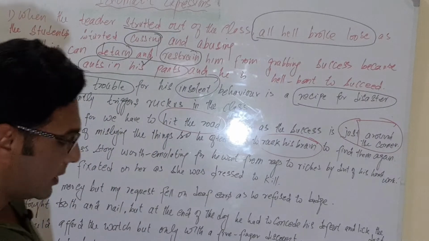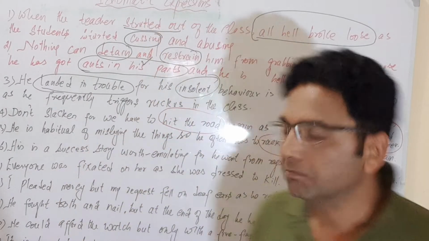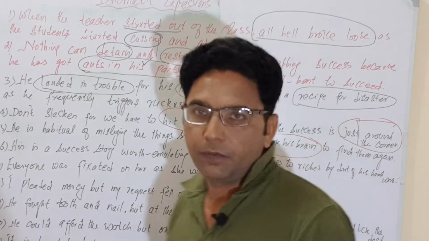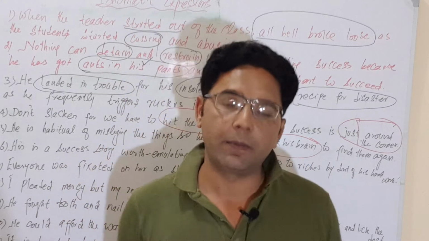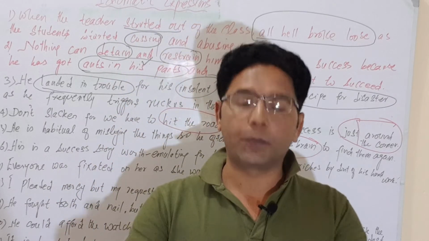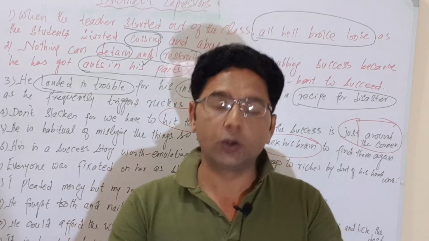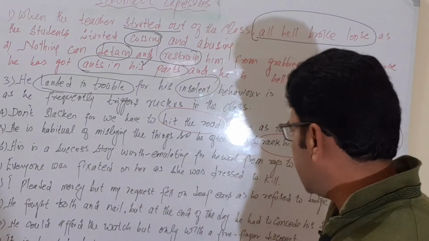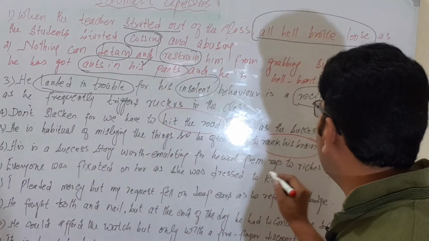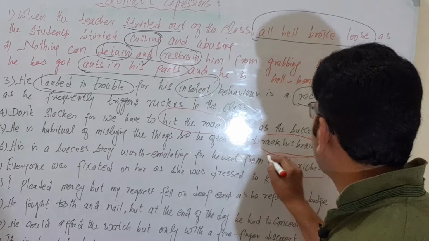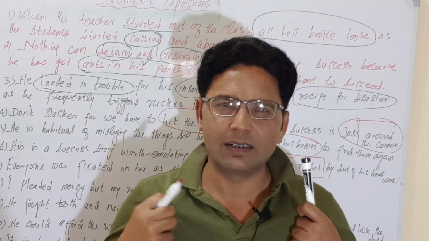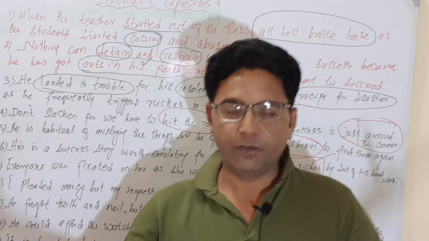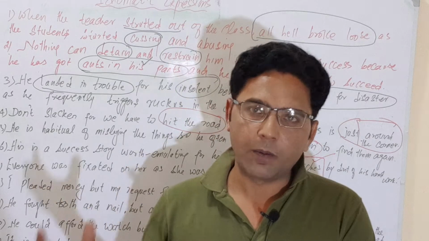The next is his is a success story. His is a success story worth emulating. So I inserted this word worth emulating so that the student could memorize it. Worth emulating means worth copying, so that they could ape, they could follow, they could copy his story. His is a success story worth emulating, for he went from rags to riches. Rag is when your dress is in tatters, it is worn out, and riches means when you have a lot of wealth. So this is an idiom, from rags to riches.